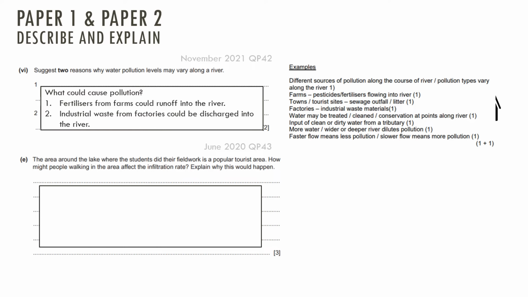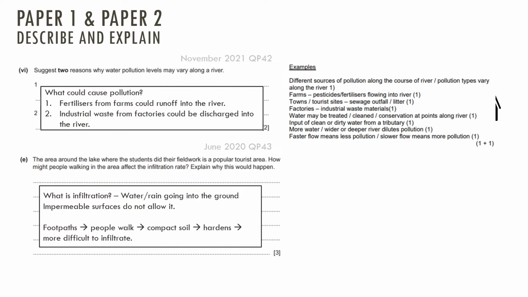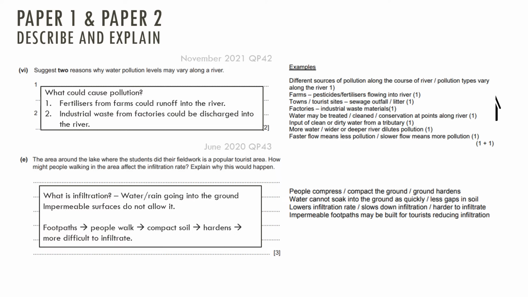Why would tourists affect infiltration rates? Well, infiltration is about water going into the soil. Loads of tourists could flatten the soil, harden it, make it more impermeable. So again, here are some various points like that. So if there's anything you're unsure about that you might not have studied with paper 1 or paper 2 in huge amounts of detail, think about it, apply it to other situations.